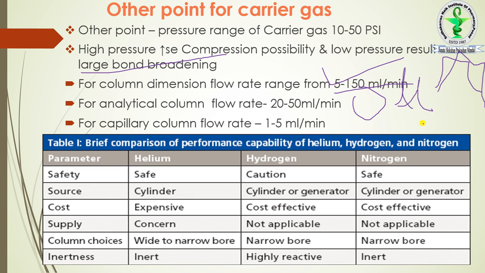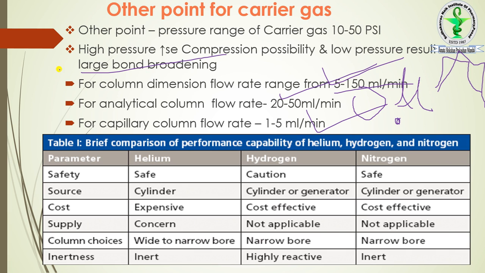Here is an analytical column and here is a capillary column. Capillary columns are very thin, so the internal diameter is very small and they require only a very small amount of solvent or gas. But in the case of the analytical column, which is larger, packed columns where the internal diameter is large, it can take 20 to 50 ml per minute. Okay, that is flow rate.